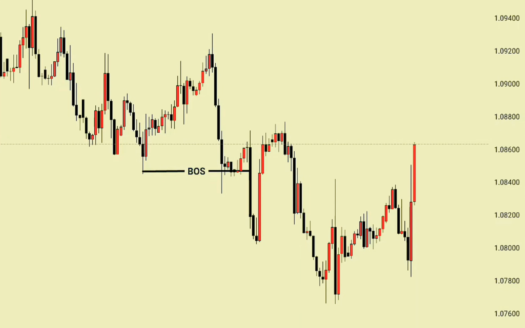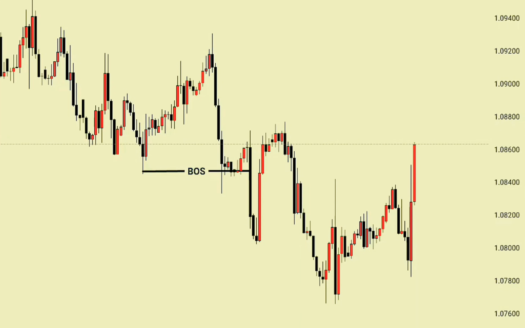Now watch what happens next. Price goes up and takes previous highs. This move looks bullish, but it is only done to take liquidity. After taking that liquidity, price comes down and breaks the previous higher low with a strong candle. This moment is the real break of structure. This tells us that buyers have lost control and sellers have taken over.